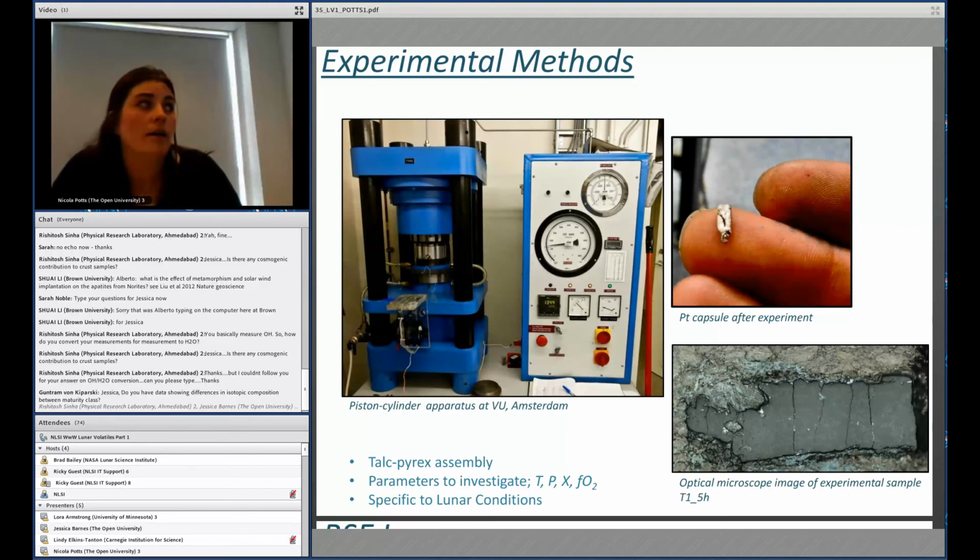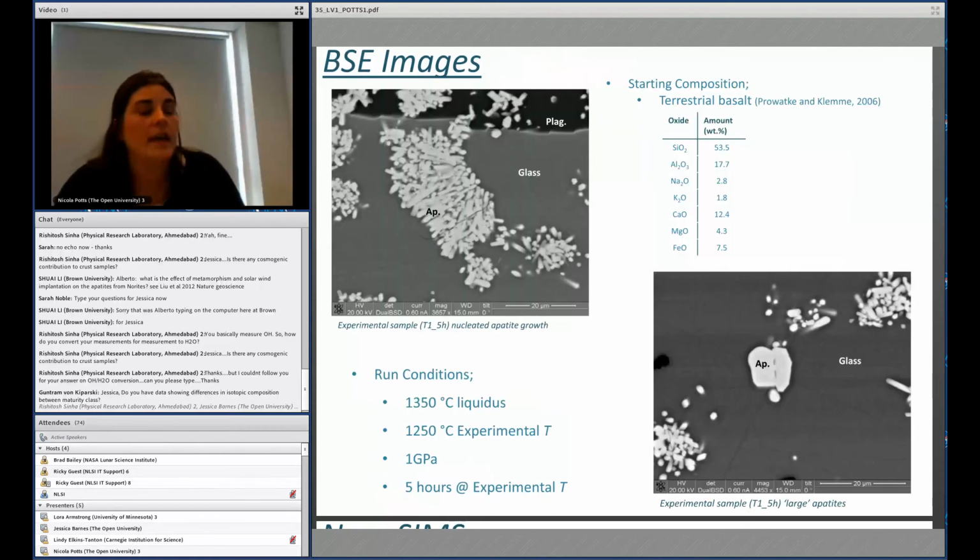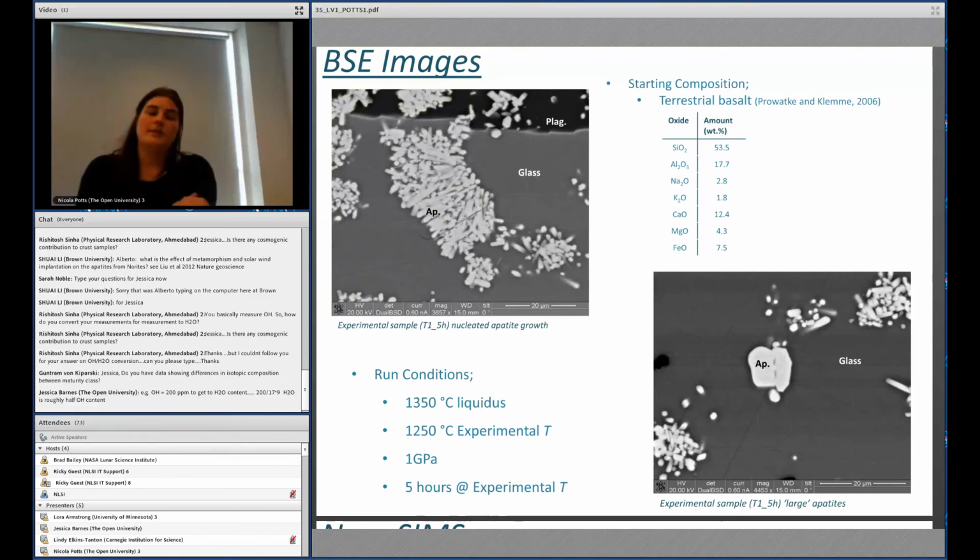And the parameters that I was specifically interested in are temperature, pressure, melt composition, and oxygen fugacity, all under lunar conditions. The initial experiments that we've begun have been using a terrestrial basalt composition, which is similar to one stated by Perot and Clem in their 2006 paper, and it's a pure fluoroapatite end-member composition.